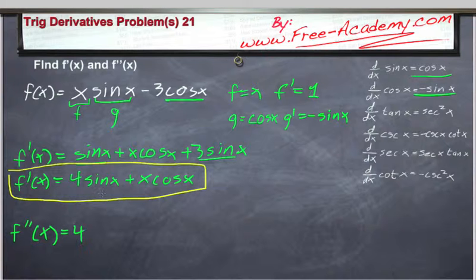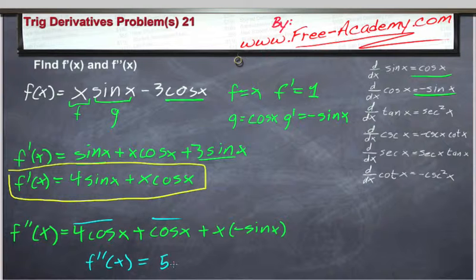This will be equal to 4 times the derivative of sine of x, which is cosine of x, plus the product rule of the second term here, which will be f prime times g plus f times g prime. So this is our second derivative, so let's just simplify everything a little bit. The 4 cosine of x and cosine of x go together to give us 5 cosine of x, and this will be minus x times the sine of x.